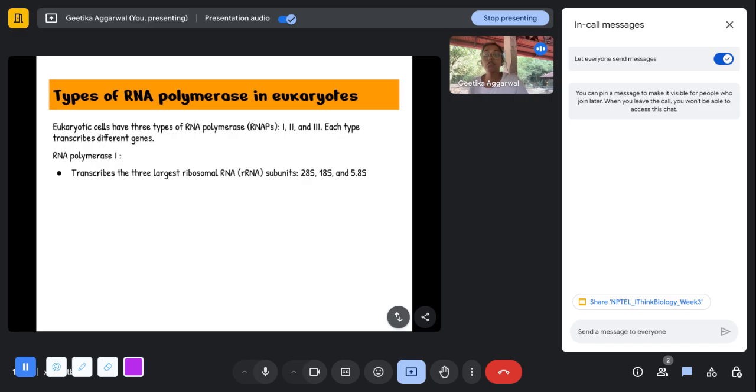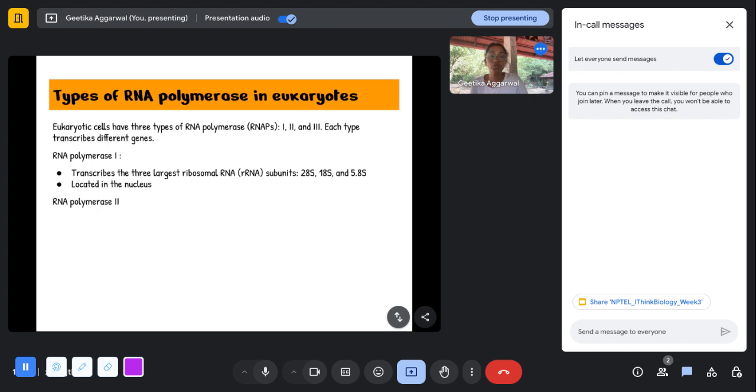So, RNA polymerase 1 is the one that transcribes the largest ribosomal RNA. Ribosomal RNA is the RNA that forms a part of the ribosome complex. So RNA polymerase 1 transcribes the three largest ribosomal RNA subunits, which are 28S, 18S, and 5.8S. And this is located in the nucleus.